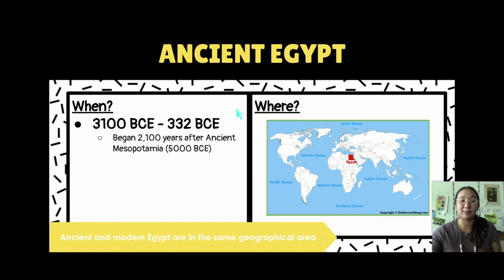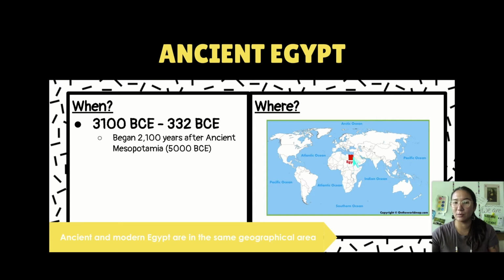So ancient Egyptian history would have begun in about 3100 BCE and went all the way to 332 BCE. With BCE time periods, it works backwards from our time. So instead of adding a year as time passes on, they subtracted a year. So ancient Egypt would have begun around 2,100 years after ancient Mesopotamia began. So we are farther along in history, but still so far back from where we are today.